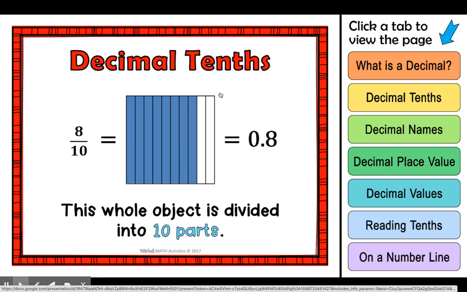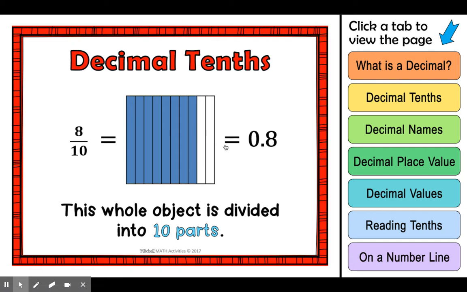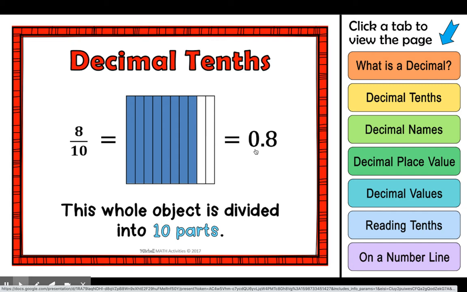This is a visual model that you're going to see a lot during your classwork. And this visual model represents one whole. This square represents one whole. It's been divided into 10 equal parts. You can count them up. 1, 2, 3, 4, 5, 6, 7, 8, 9, 10. And 8 of them are shaded. So if you are going to write this amount in fraction form, you would write 8 as your numerator and 10 as your denominator. To write it in decimal form, you would write 0.8, and it would be read 8 tenths.